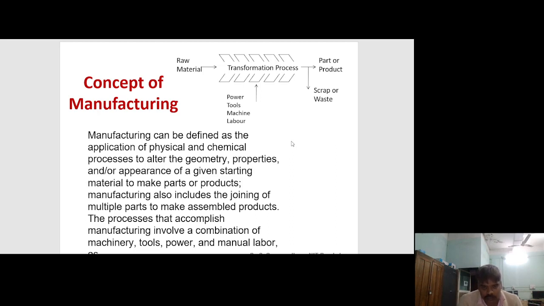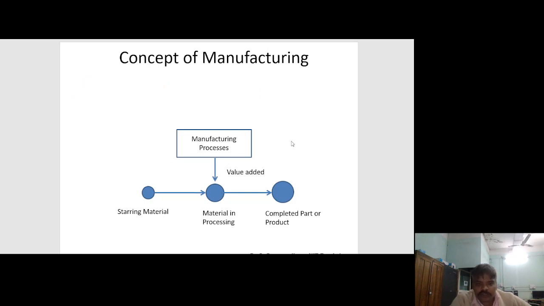Manufacturing also includes the joining of multiple parts to make an assembled product. The process that accomplishes manufacturing involves a combination of machinery, tools, power, and manual labor. Concept of manufacturing: this is the starting material, and here the manufacturing process takes place. Material in processing, value added, and here the complete part or product.